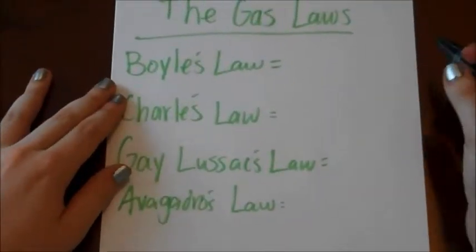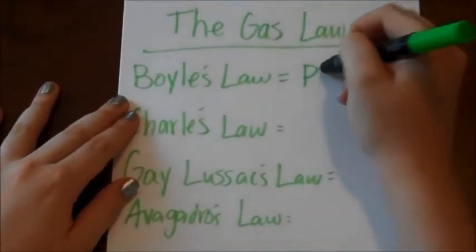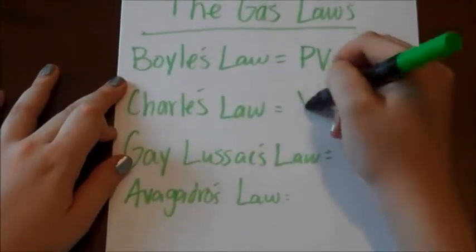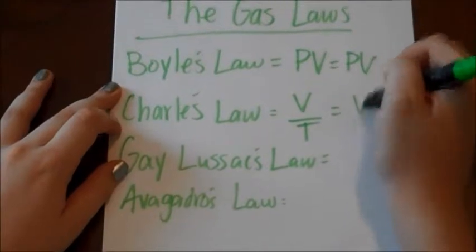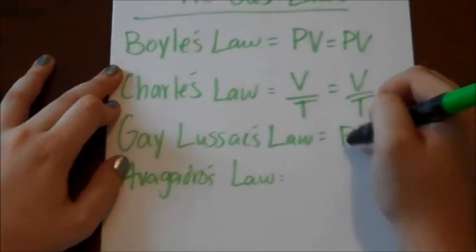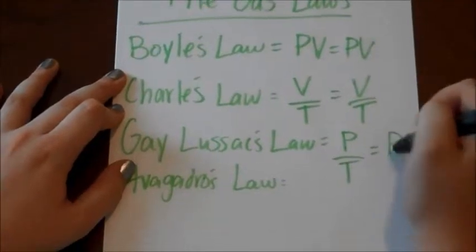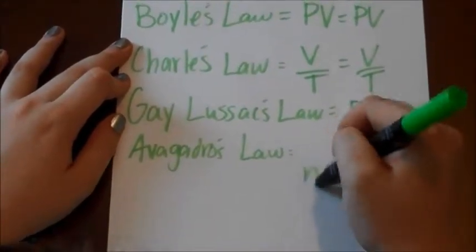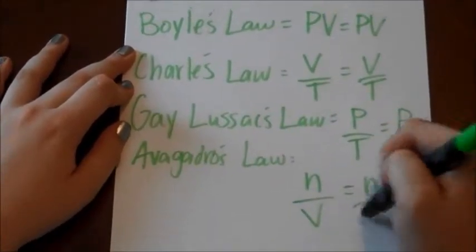For the gas laws, you have Boyle's law, which is P1V1 equals P2V2. You have Charles' law, which is V1 over T1 equals V2 over T2. You have Gay-Lussac's law, which is P1 over T1 equals P2 over T2. And you have Avogadro's law, which is n1 over V1 equals n2 over V2.